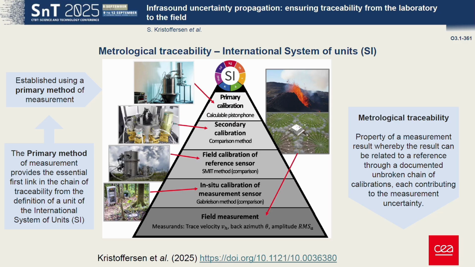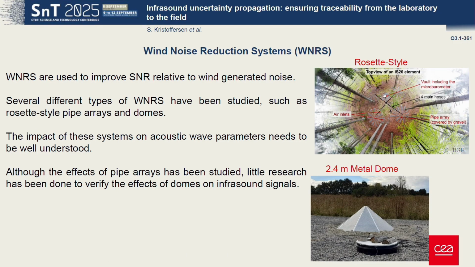And I think the thing that I want to focus on with this talk is both that on-site in situ calibration, but then also what impact that has on what we're really interested in, because from a CTBT perspective, we're interested in back azimuth and trace velocities, the direction of arrival. And so when we make those measurements of back azimuth and trace velocity, what are the effects of the calibration uncertainties on those measurements?